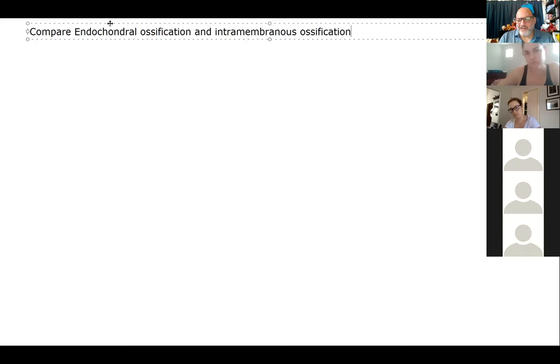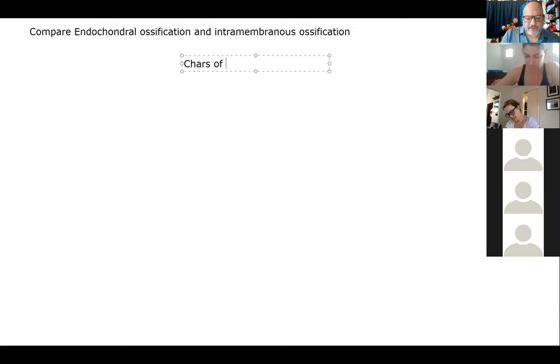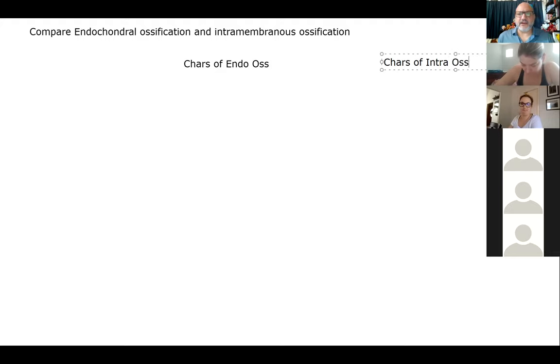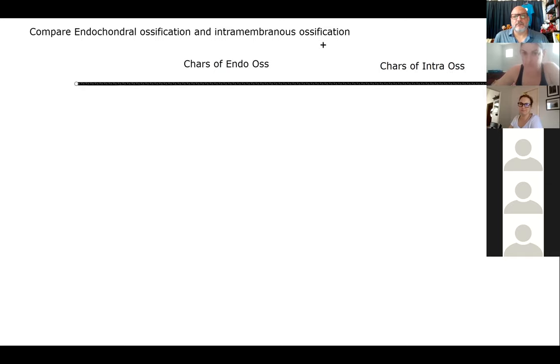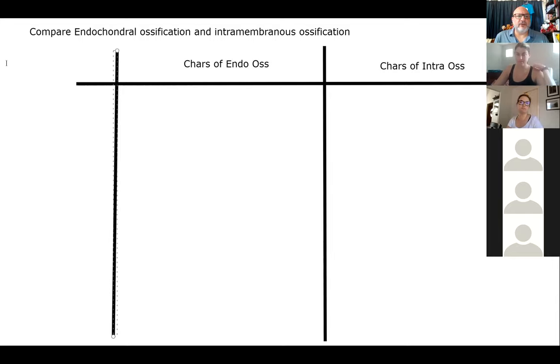Now, again, you are not required to organize it this way on the exam, but because it is important for you to make sure that you are actually comparing apples to apples, one of the things that I like to do when I'm doing this is do it kind of like a table. I want to talk about the characteristics of endochondral ossification, and I want to talk about the characteristics of intramembranous ossification. So I want to have both of those. But to make sure what I'm really doing is actually a comparison of the two, I want to, over here in my third column, have the characteristic that I'm actually comparing. So why don't you guys help me fill out my chart?